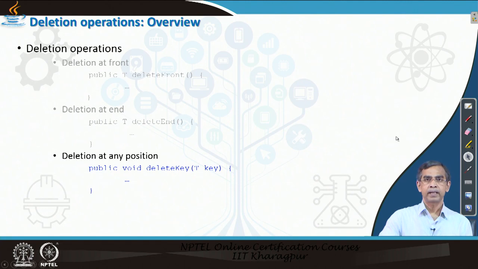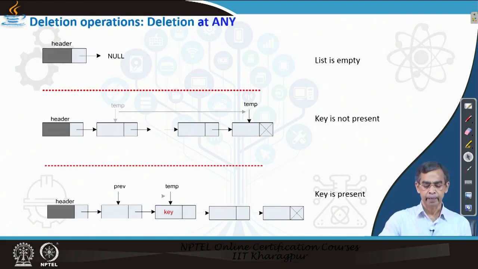Now, our last operation is delete from any position. That position will be dictated by the value of the node, which is passed as an argument to this method. So, let key be the value. We want to delete a node having this value key.